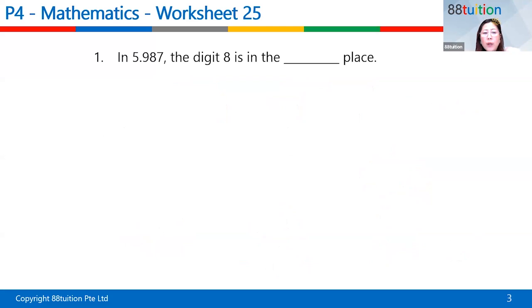5.9867. Let's look at your answer first and then I'll continue to explain. 8 is in what place? Is it tenths, hundredths, or thousandths? Is it in the tenths place, the hundredths place, or the thousandths place?